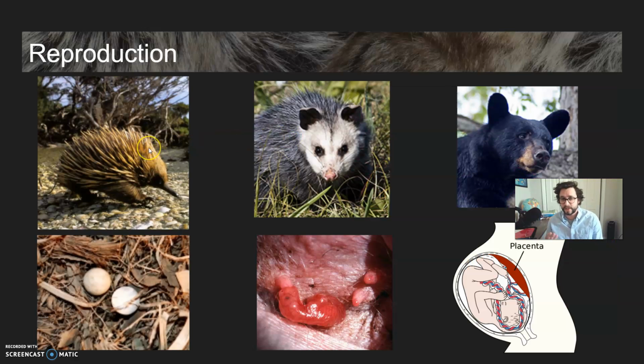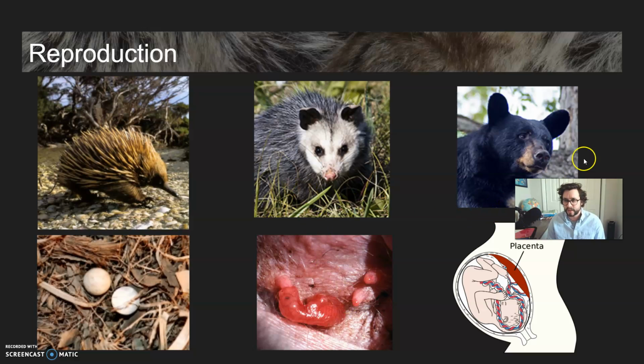There are three major types of reproduction found in mammals. The echidnas, or monotremes, are one of the smallest groups. They have all kinds of really unique features, including the duck-billed platypus, who not only lays eggs, but he also has a duck bill. He has venom barbs in one of his claws. But these guys are one of the oldest lineages of mammals.